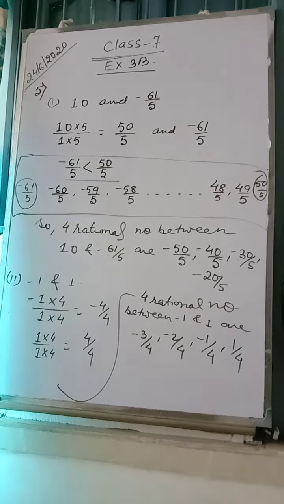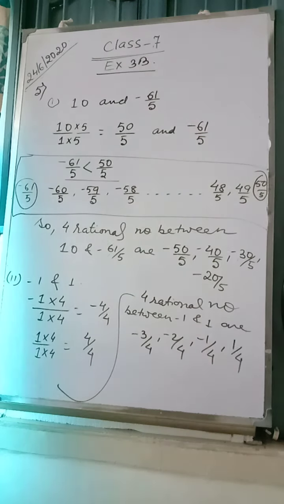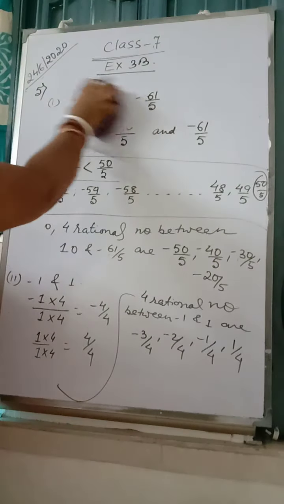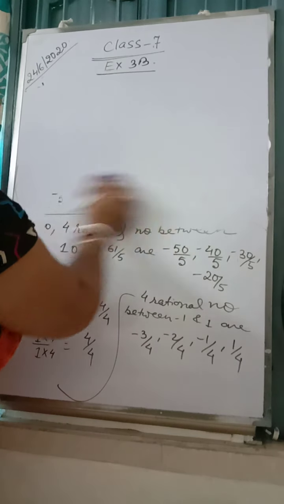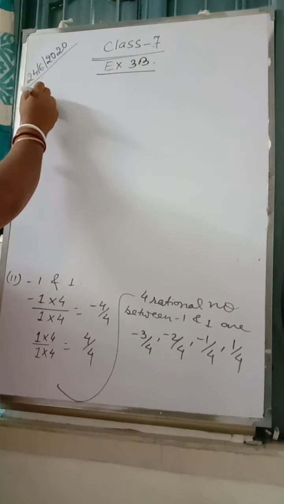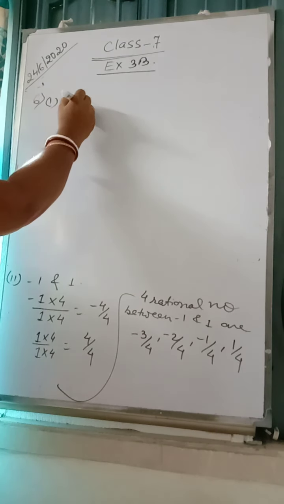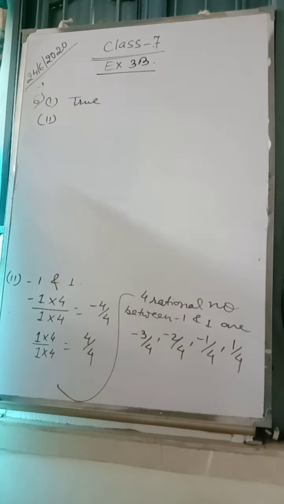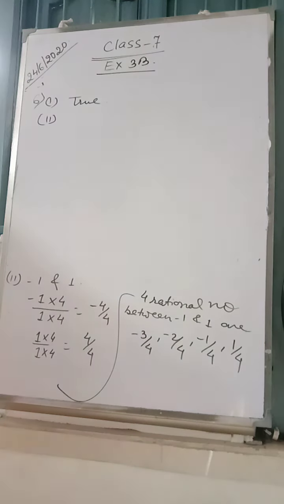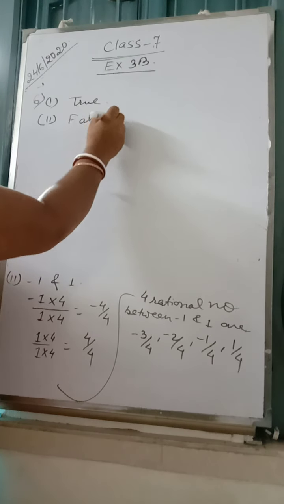Minus 2 by 5 lies on the left of 0 on the number line. Yes, if it is a negative rational number, it will lie to the left of 0. Now I'm writing true here. You have to rewrite this in the copy. Questions number 5 and 6 both have to be written in the copy, with the statement, as is asked. This is true. Number 2: the distance between 0 and 2 by 5 is greater than the distance between 0 and minus 2 by 5. Yes, it will be equal. One is on the left side, one is on the right side.